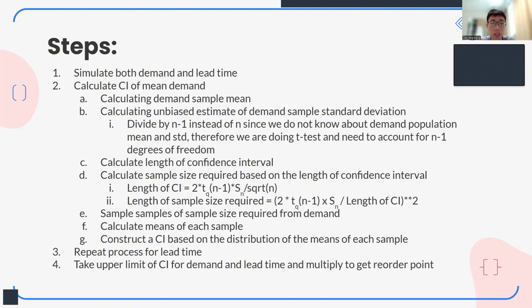Next, we sample from the demand using the sample size required, and we calculate the means of each sample. Then we construct a confidence interval based on the distribution of the means of each sample. After that, we repeat this process for the lead time, and then we take the upper limit of the confidence intervals of both the demand and the lead time and multiply them together to get the reorder point.